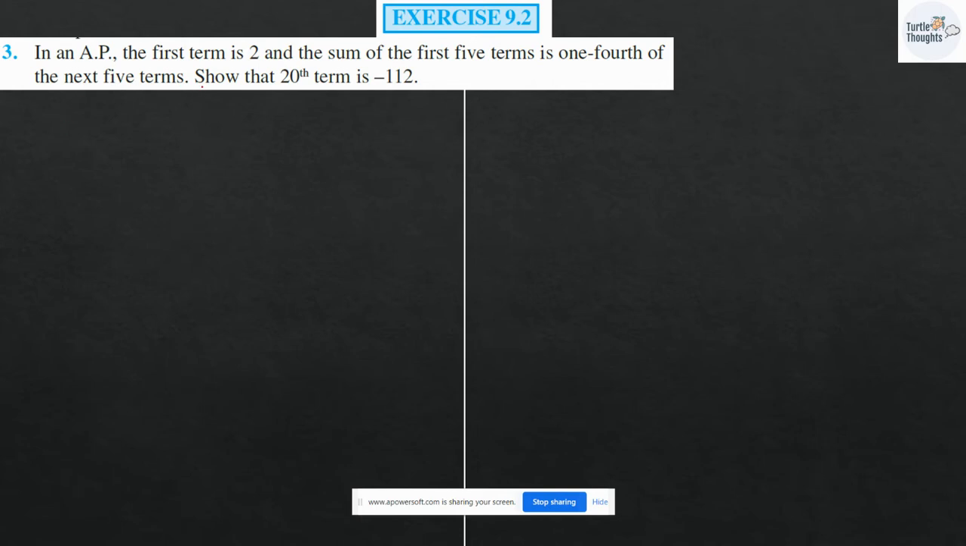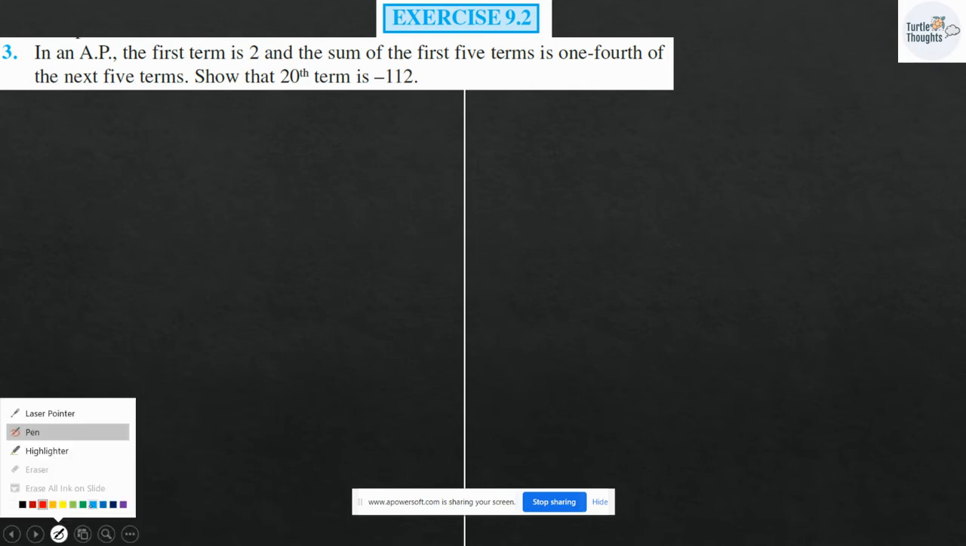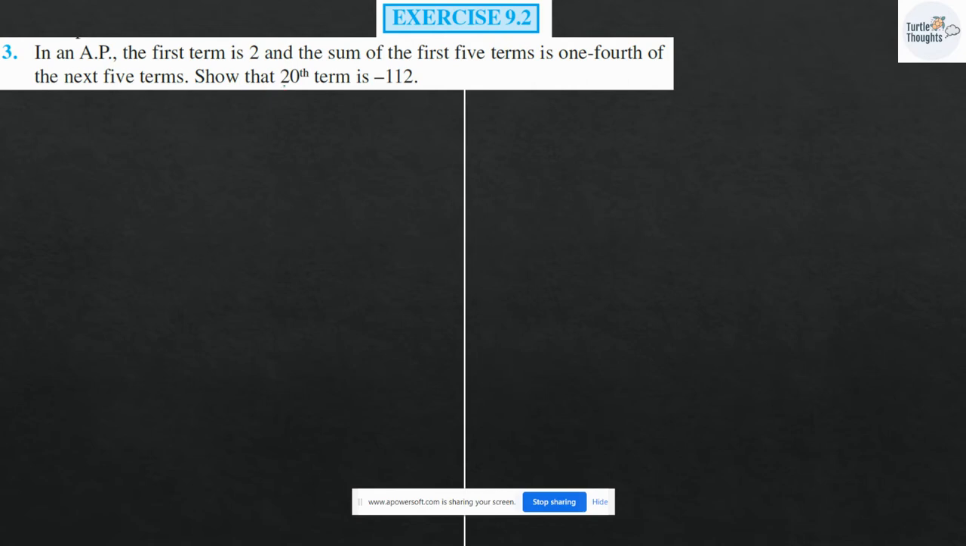In an AP, the first term is 2 and the sum of first 5 terms is 1/4 of next 5 terms. Show that 20th term is -112. So let us write what is given in the AP. Then we will show that 20th term is -112. So they have given that the first term is a, which is equal to 2.